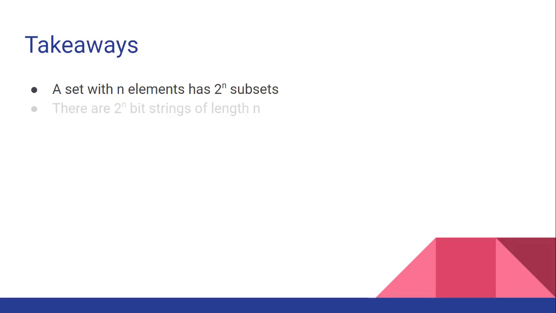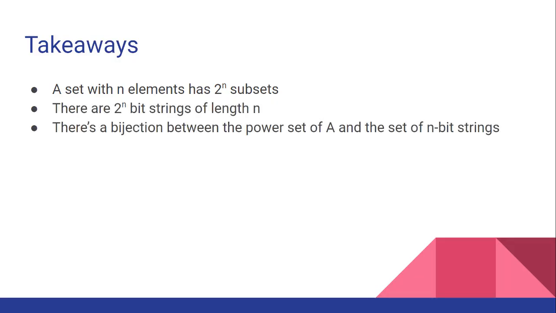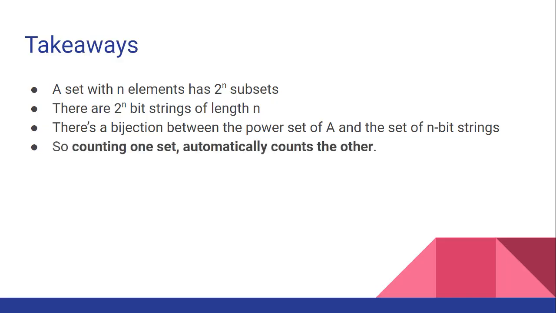There are 2 to the nth n-bit strings. And in fact, there's a bijection between the set of subsets of an n-element set and the set of all possible n-bit strings. So this illustrates an important counting rule. If I can count a finite set of objects and then create a bijection between it and another collection of objects, then I've counted the second collection as well.